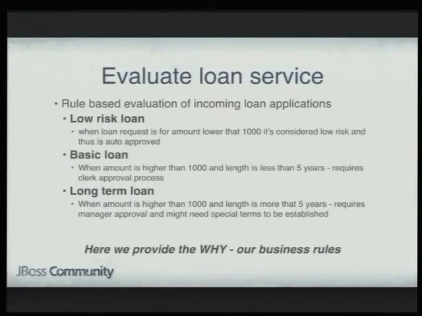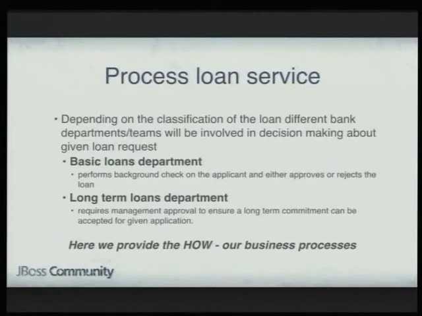Evaluate. So this is the business rules. This is where we actually define what can happen, and if certain criteria are met, something else will happen. So if the data shows a very low risk loan, like below 1,000, then we can directly auto-approve it. We don't have to involve anyone. If the amount for the loan is more than 1,000 and the duration is less than 5 years, we need to include a default bank representative who will check the background of the applicant to make sure it's not a risk client or something. And then if we have a long term loan, which is more than 1,000 and more than 5 years, then we need to include special staff as well. And this is our rules, and we qualify the loan.